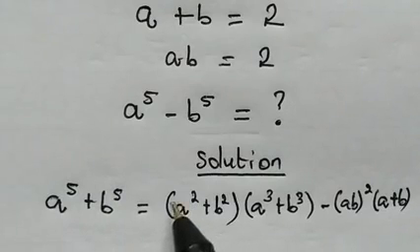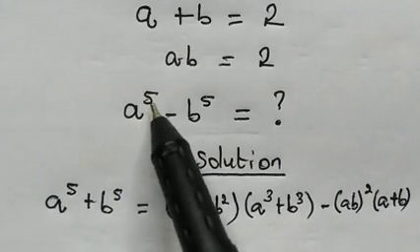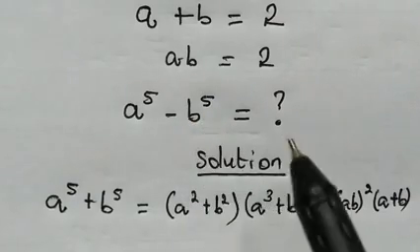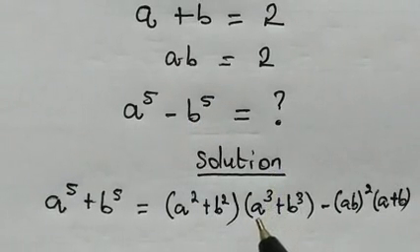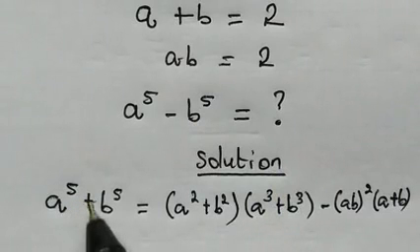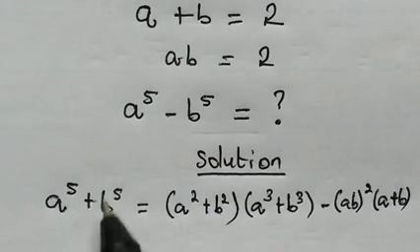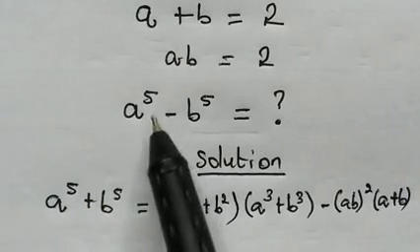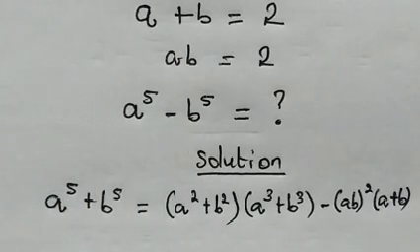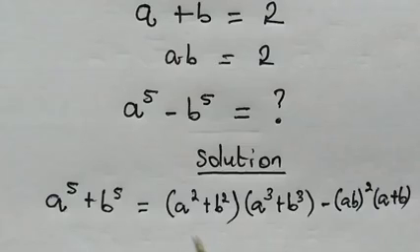But how come this formula when we have a to the power of 5 minus b to the power of 5 to evaluate? Well, let us find a to the power of 5 plus b to the power of 5. At the end of the video, you will see the reason why this will help us to solve for a to the power of 5 minus b to the power of 5. Okay, so let's get started.